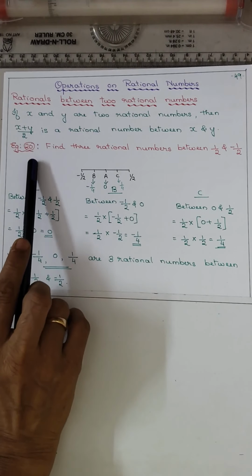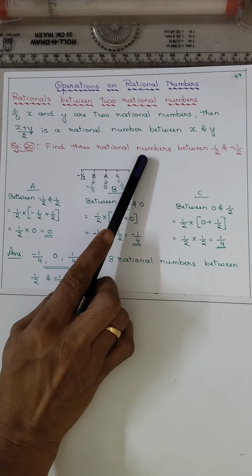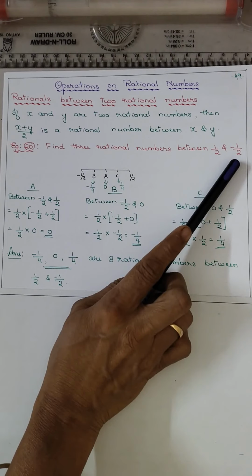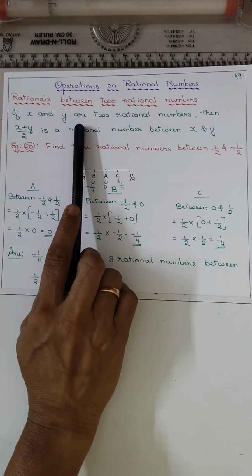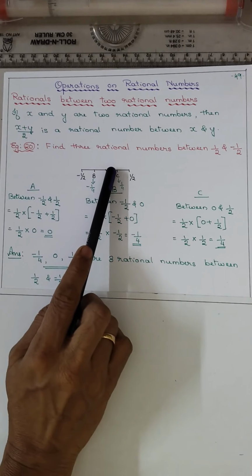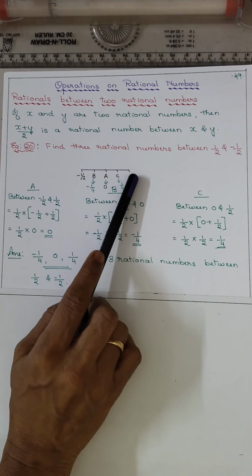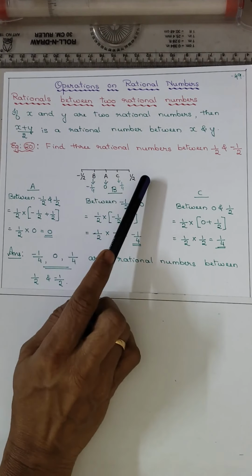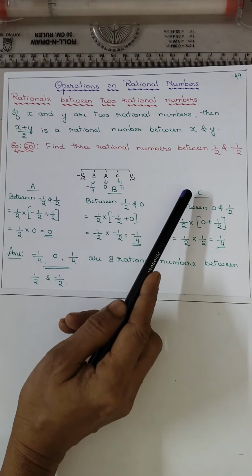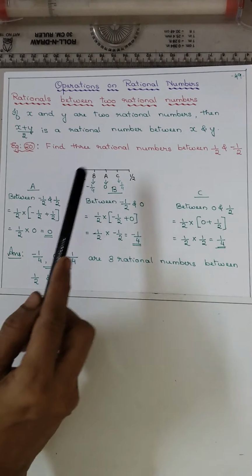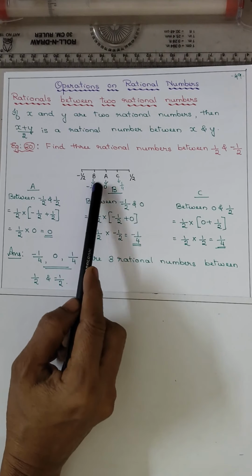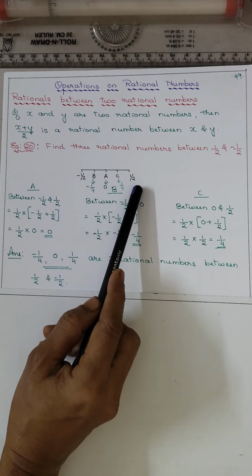Now example 20, find three rational numbers between 1 by 2 and minus 1 by 2. So for one rational number, it is x plus y upon 2. Now how to find out three rational numbers between two rational numbers? So first draw the number line. You know the negative ones come on to the left and the positive ones to the right. So minus 1 by 2 and 1 by 2. इसके बीच में तीन हमें रैशनल नंबर ढूंढने का है.